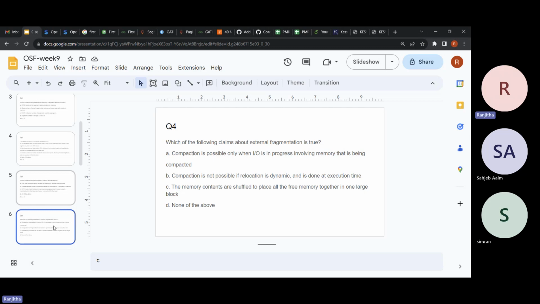So if you see, option C, memory contents are shuffled to place all the free memory together in one large block, is actually compaction. That is the answer here. Answer is C.